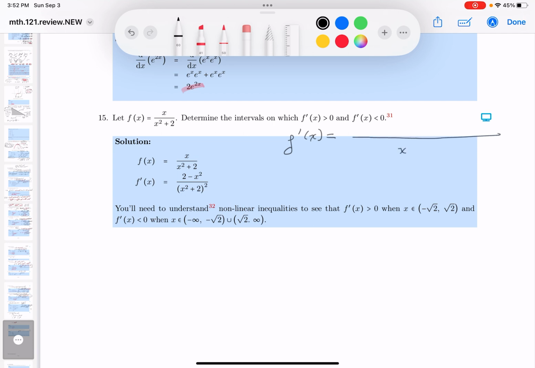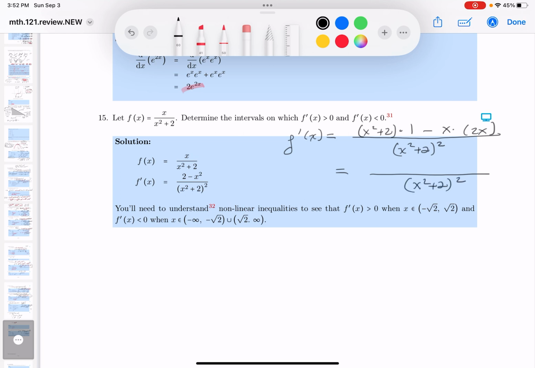Square the bottom. Bring the bottom to the top. Leave them alone. Times the derivative of the top, which is just 1. Minus the top, times the derivative of the bottom, which is 2x. I want to simplify that, as we've been doing in the past.